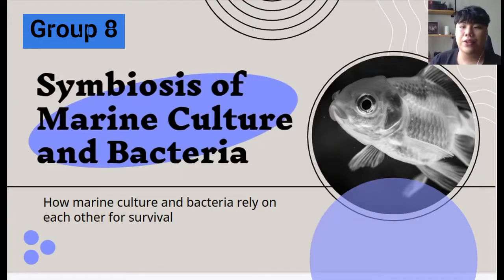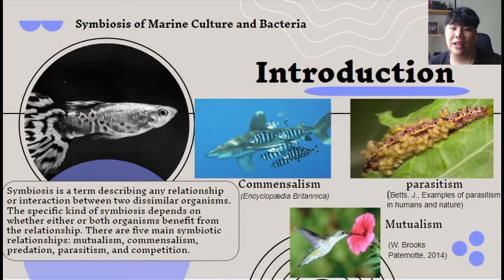Today we have an expert to talk about symbiosis in marine culture to the listeners. What is symbiosis, you ask? Symbiosis is the term describing any relationship or interaction between two dissimilar organisms. The specific kind of symbiosis depends on whether either or both organisms benefit from the relationship. There are five main symbiotic relationships: mutualism, commensalism, predation, parasitism, and competition.